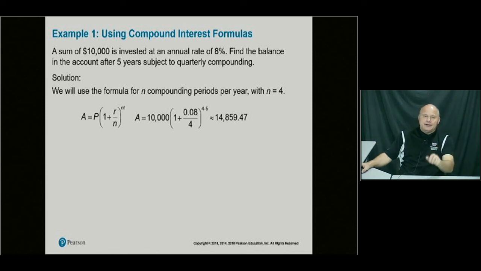You don't have to do everything the hard way. You can just make that a 20 when you plug it into a calculator. So it's $14,859.47 rounded to the nearest cent. That's how much money you would have in the account at the end of 5 years if you compounded quarterly. Now understand, banks always round down.